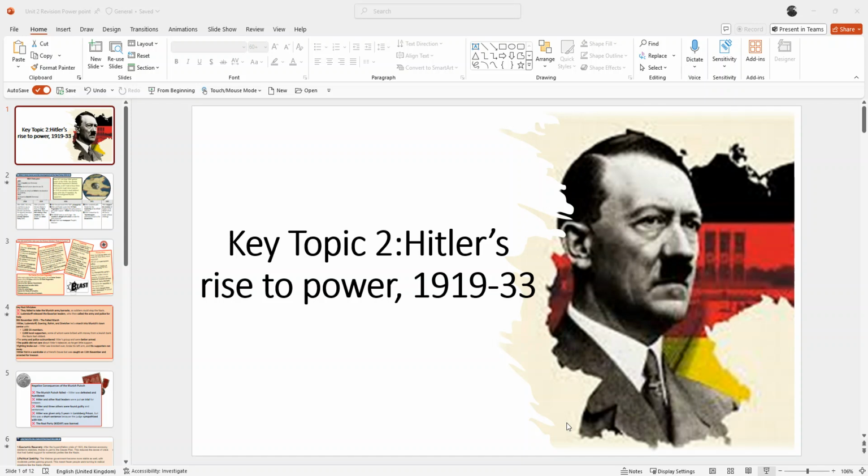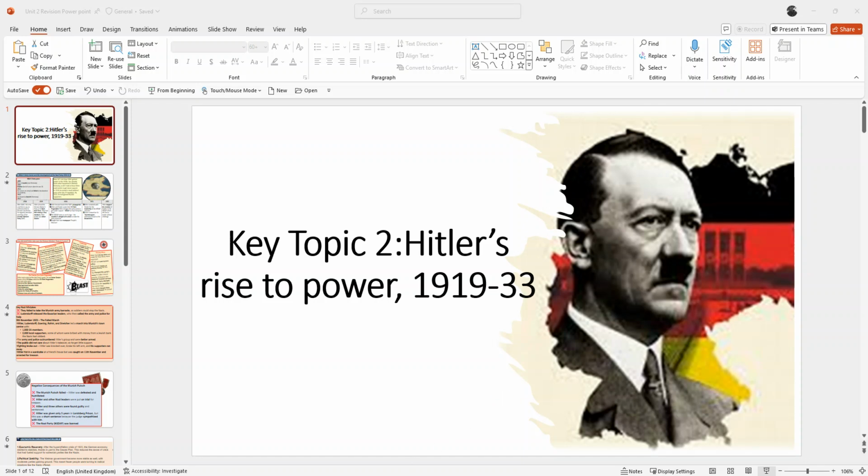Medium term causes. Hitler was inspired by Mussolini in Italy. He marched on Rome and took power. Short term causes. 1923 was a crisis year with hyperinflation and the French occupation of the Ruhr. Hitler saw this as a chance to take power. By 1923, the Nazi Party had 50,000 members, making it look strong.